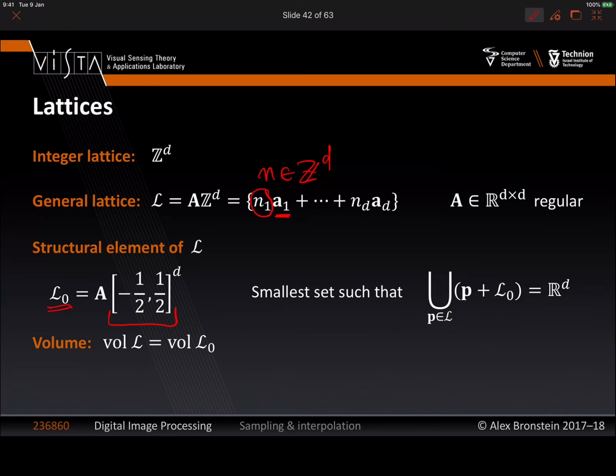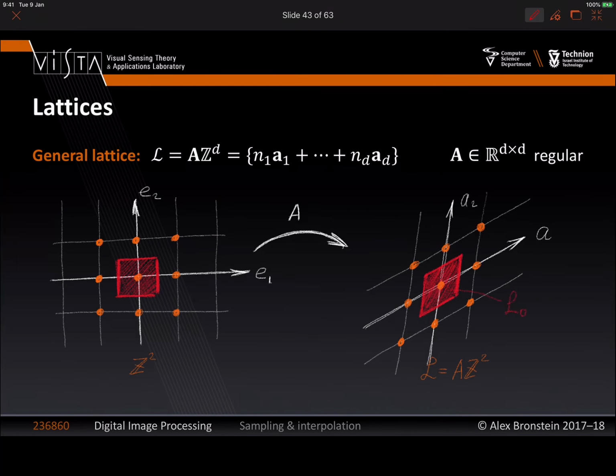It's 1, right? It's a unit cube. It has unit volume. So in the case of a general lattice, what would be the volume of the general structural element? It will be the absolute value of the determinant of A, right? This is the meaning of the determinant. It scales volume forms. This is what we also used when we changed integration variables, for the same reason. Okay? And this is how it looks.